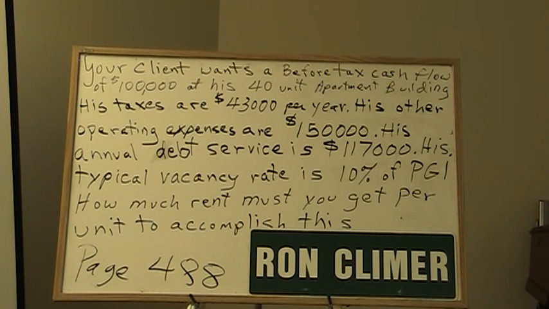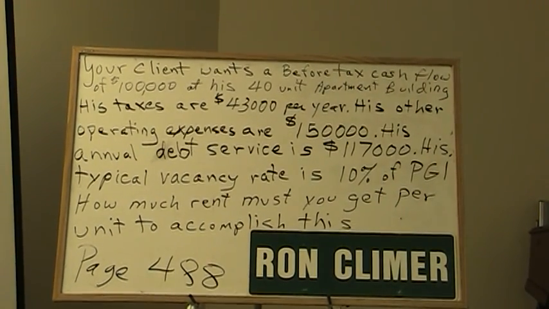I'm going to read that again. Your client wants a before-tax cash flow of $100,000 at his 40-unit apartment building. His taxes are $43,000 per year. His other operating expenses are $150,000. His annual debt service is $117,000. His typical vacancy rate is 10% of the PGI. How much rent must you get per unit to accomplish this?